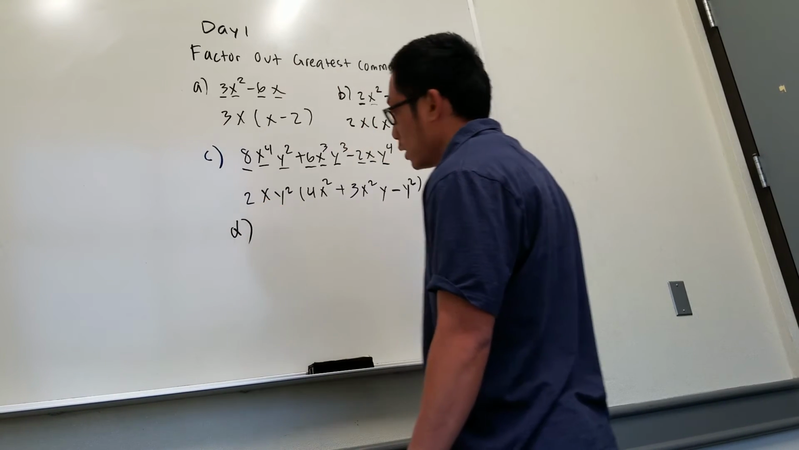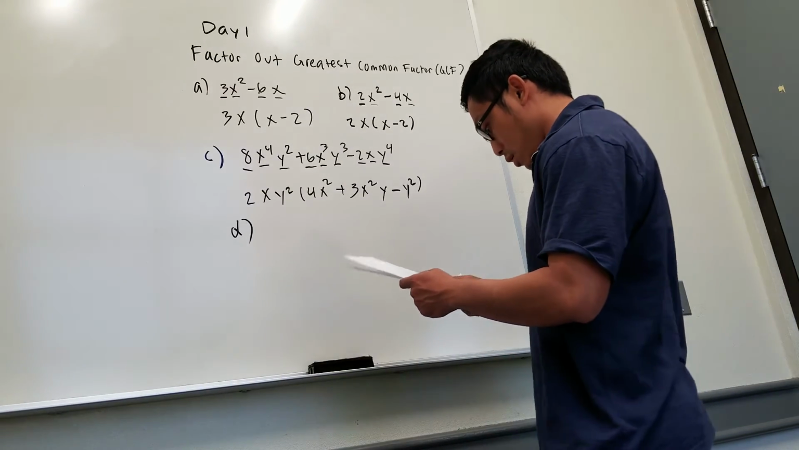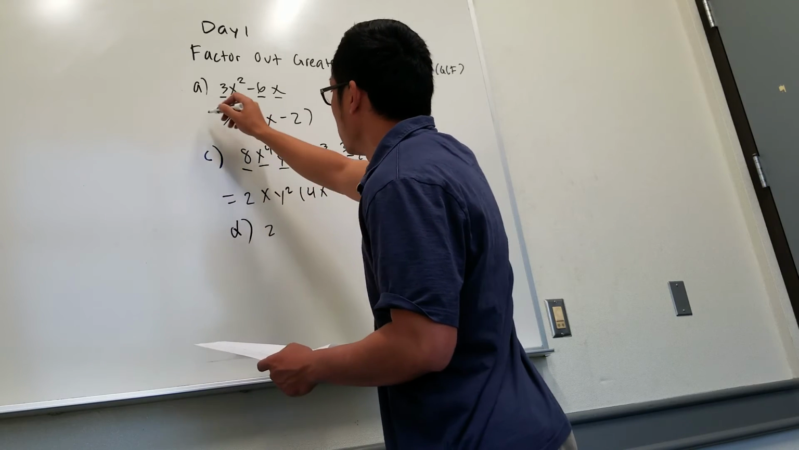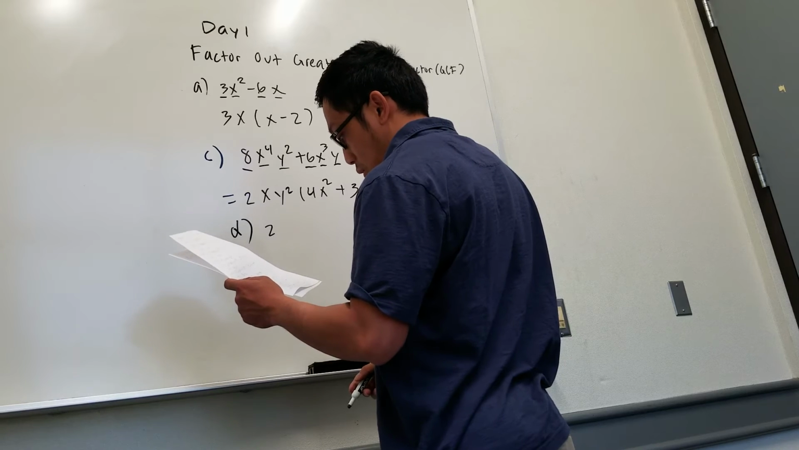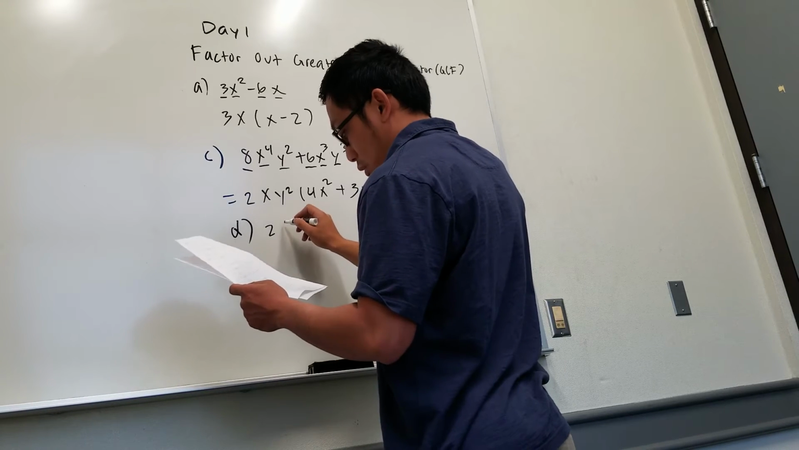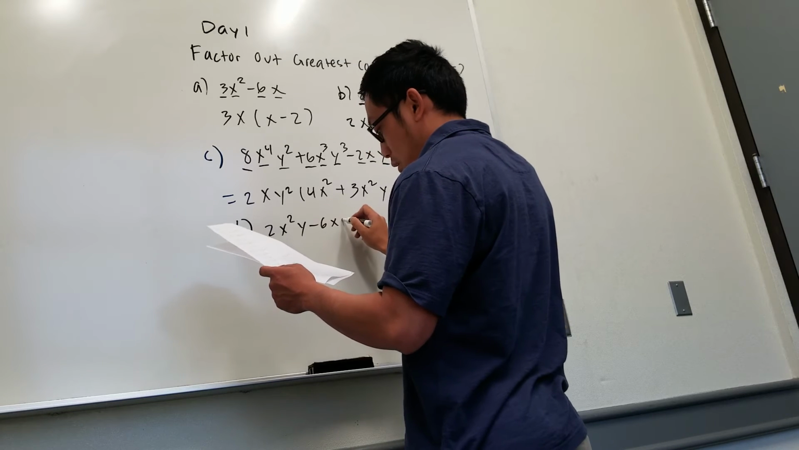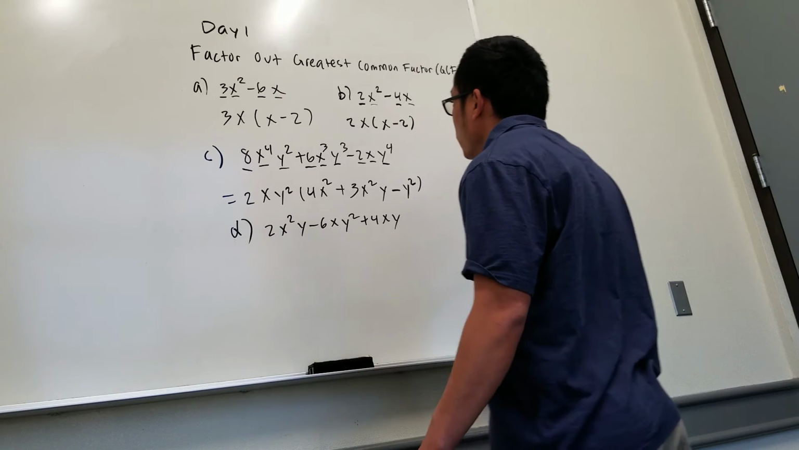So let's have you try it. Yeah, 2x squared. So this is equal. Yes. 2x squared y minus 6x squared y squared plus 4x y. So try it out.